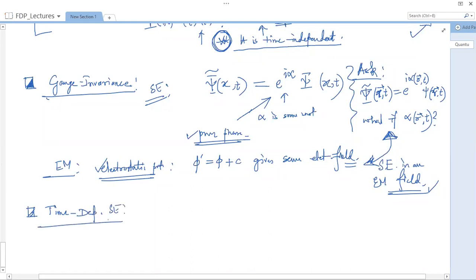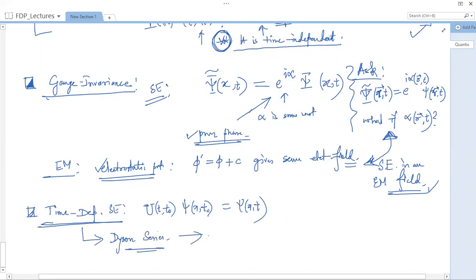The method to solve the time dependent Schrodinger equation is through the unitary time evolution operator I talked about. I'm not going into details. It is applied to a wave function psi of x, t naught, and gives you the wave function at a later time t. Solving this is done through what is called the Dyson series. We don't use the full Dyson series, we truncate it to the first few terms, and we get what is known as the Fermi golden rule.